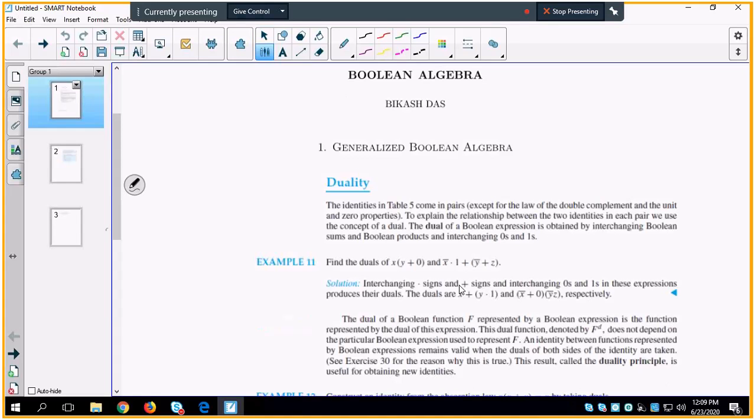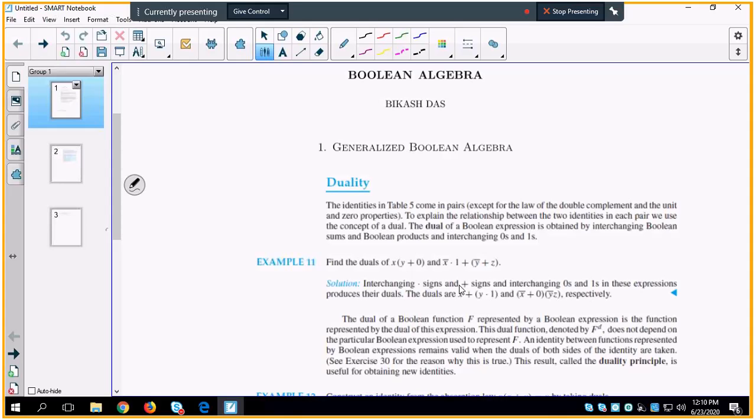We are on module 8, lesson 2, and we're going to talk about duality, the duals of Boolean functions, and we will close this lesson with generalized abstract Boolean algebras. What is duality? The identities in table 5 come in pairs except for the law of double complement and the unit and zero properties. To explain the relationship between the two identities in each pair, we use the concept of dual. The dual of a Boolean expression is obtained by interchanging Boolean sums and Boolean products and interchanging zeros and ones.